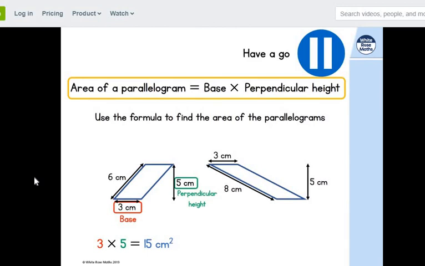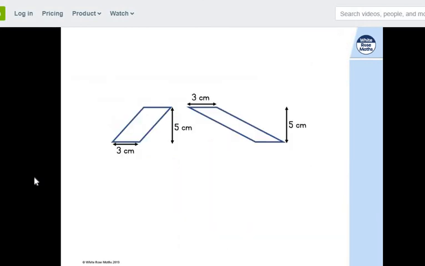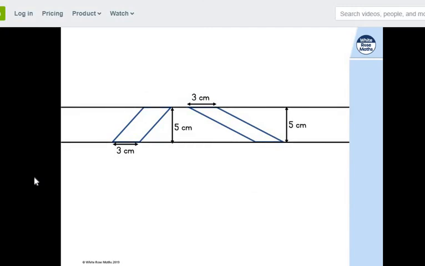And on the right, well, in this case, our base will be 3 centimetres, and our perpendicular height is 5 centimetres. Oh, I can see it gives me the same area. That's interesting. Let's have a look at that. Well, I can see the two of them have got the same height. They've both got a height of 5 centimetres.